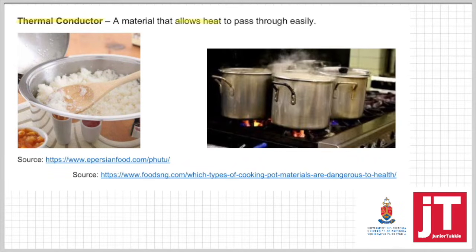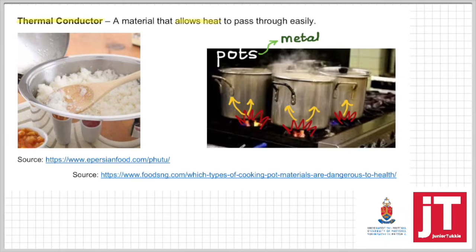A thermal conductor is a material that allows heat to pass through it. Thermal conductors are used to create pots. Pots are made up of metal because metal is a very good thermal conductor. And this is important because when you take your pots and put them on top of a stove or heat source, you would like the heat to travel through the pot into the food that you are trying to cook. Because if that did not happen, of course, your food would not cook or heat up.